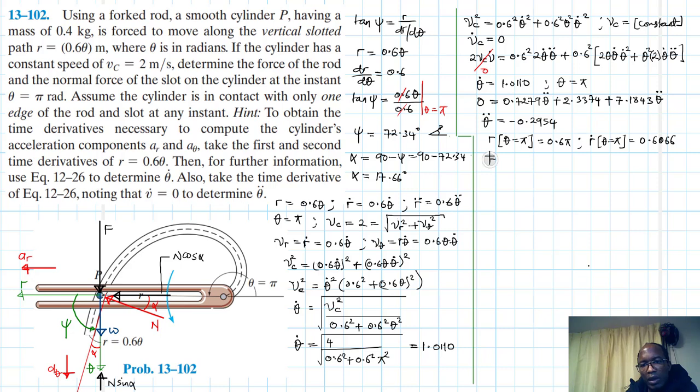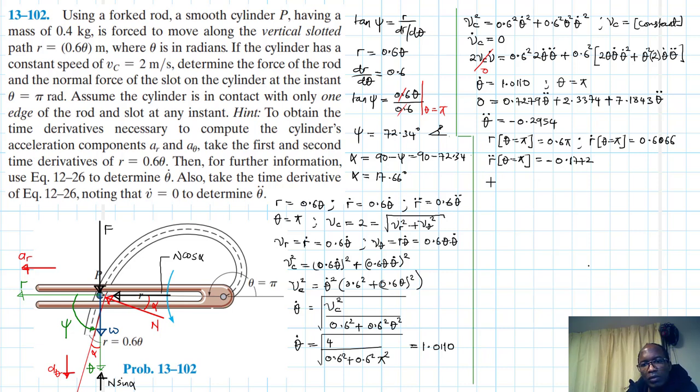Okay, and then R double dot at theta equal to pi is just going to be equal to 0.6 by theta double dot, which is 0.2954. So this is minus 0.1772.